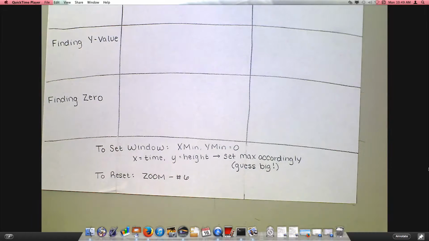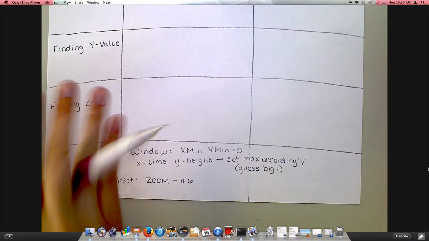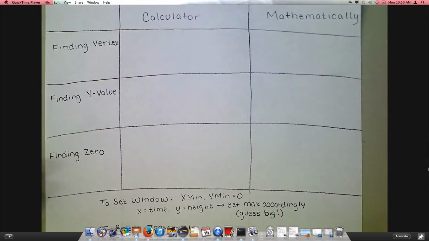Okay? So x min and y min are going to be 0. X is your time, y is your height. Set your maximums to where you think they should be. And sometimes you're going to have to guess and look and then go back and guess again. And then if you want to get back to a normal screen, hit zoom, number 6. Okay, so now that you have it on your graph, let's talk about how to do these things with it.